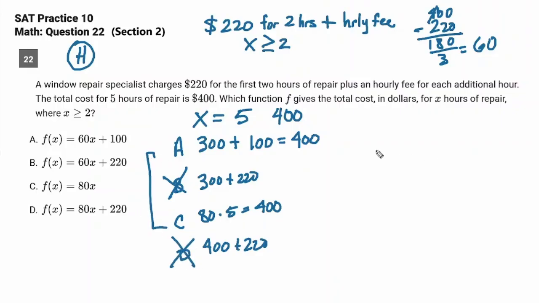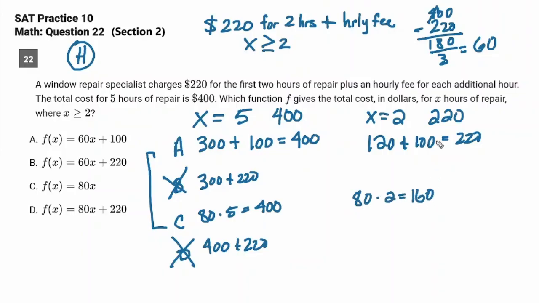What should I plug in the second time? Well, how about just 2? X is 2. What's it cost? $220. All right, let's try it out. So 60 times 2, that's 120, plus 100, that's 220. I don't have to do B or D. 80, this is C, times X is now 2, that's 160. That's not 220. So it's gone.